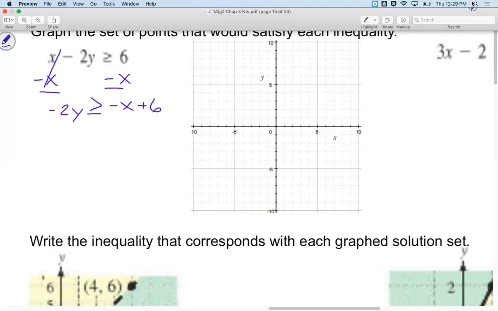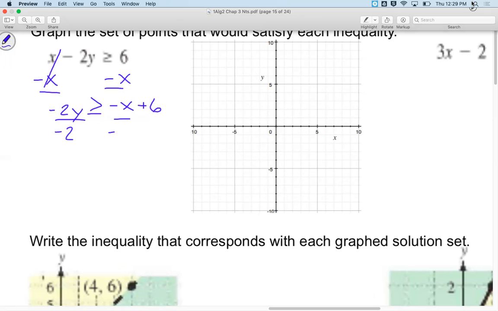Now let's go with Nikki. Well, I don't really know. I'm a little bit confused. Okay, so let's look at this. Nikki, we're trying to get y by itself. How do I get y by itself? Divide by negative 2. Okay.